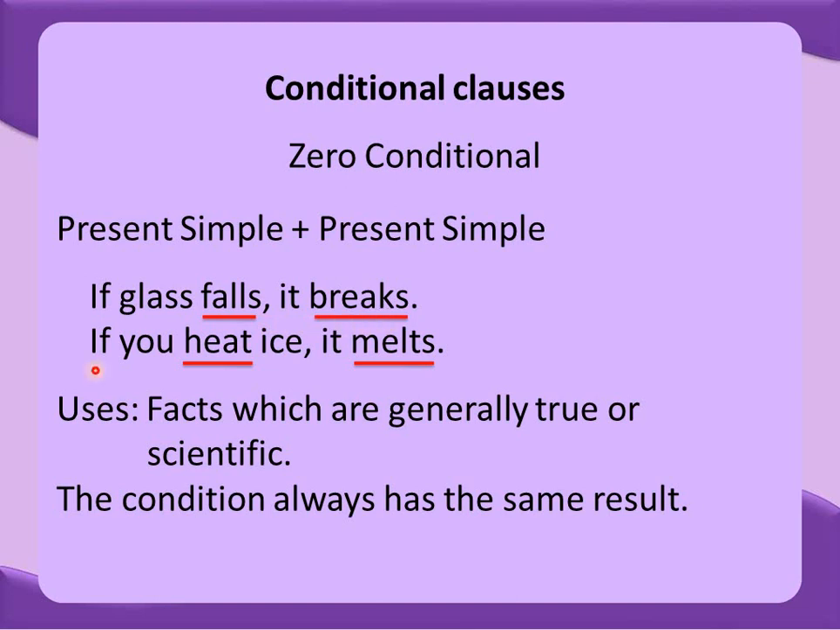Let's see one more example. If you heat ice, it melts. Heat is in simple present and melts also in simple present. Zero conditional clauses are generally the facts which are true or scientific, which means that the result is always the same. For the condition, the result is always the same. For such kind of conditions, we use zero conditional clauses where the result is also given in simple present tense.